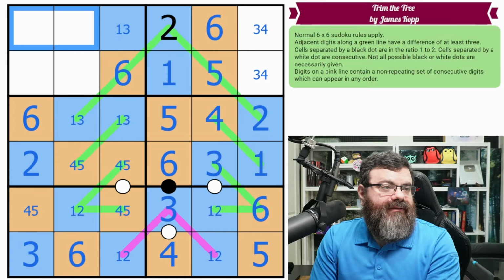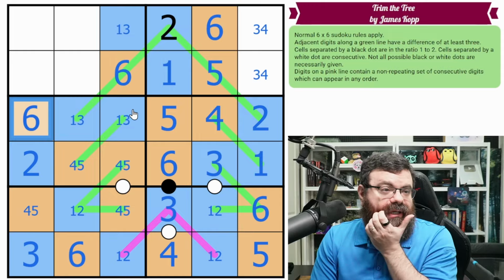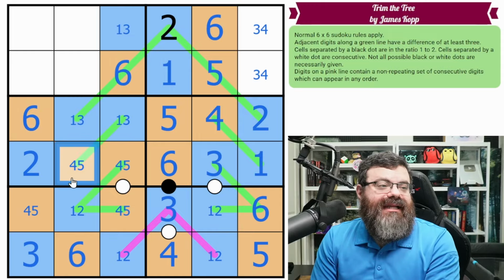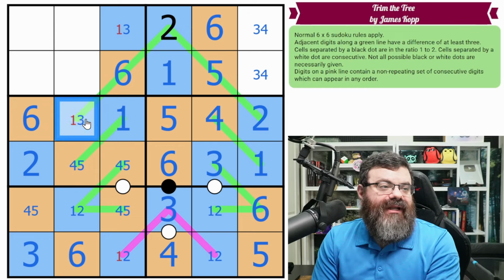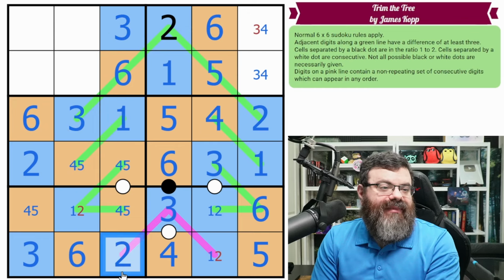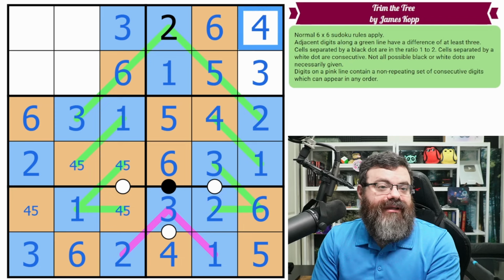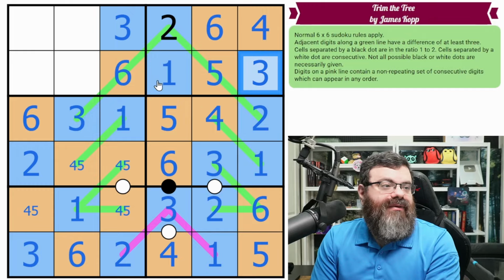All right. What can I do here? Oh, this can't be a 3 because it's next to a 4 or 5. It can't be next to a 6. So that's 1 and that's 3 and that's 3. So that makes that 2, 1, 2, and 1. Right, we get the 4 and the 3 here. Okay, so now we know what these digits need to be.